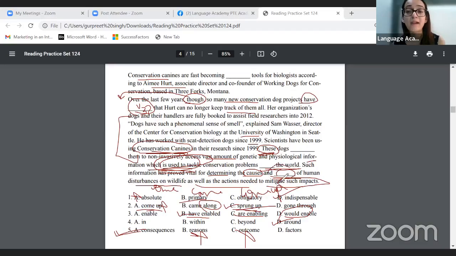So there should be impacts, only then it can be mitigated. They can be mitigated, and factors don't show impacts. Consequences show negative results, and that is why we can mitigate them. So these are the answers.